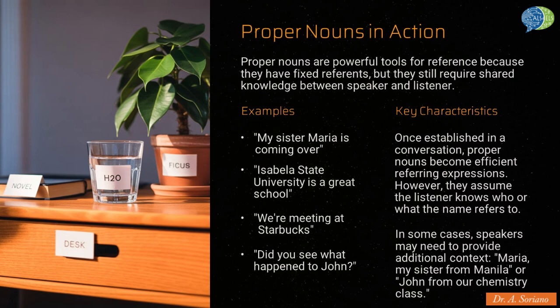But the speaker needs to ensure the listener knows who or what the name refers to. Sometimes additional context is needed, like Maria, my sister from Manila, or John from our chemistry class. The key is that proper nouns assume the listener has the necessary background knowledge.